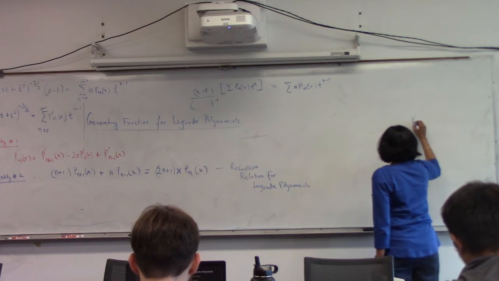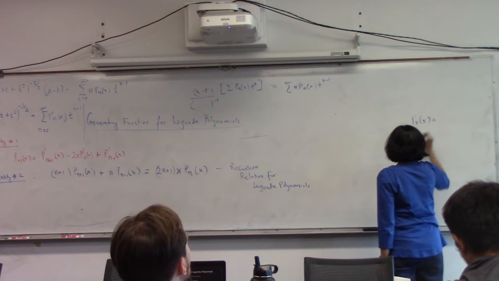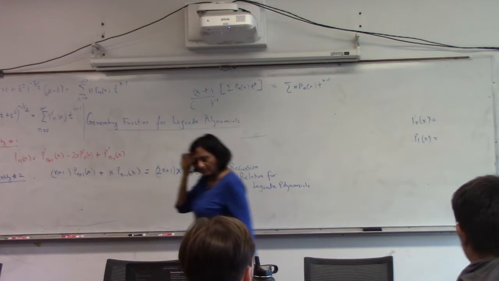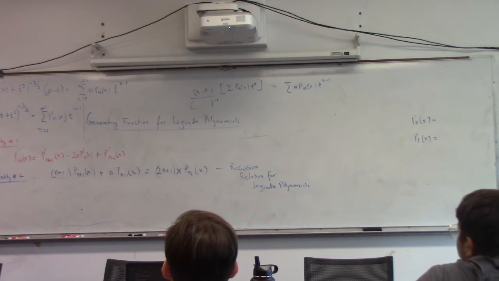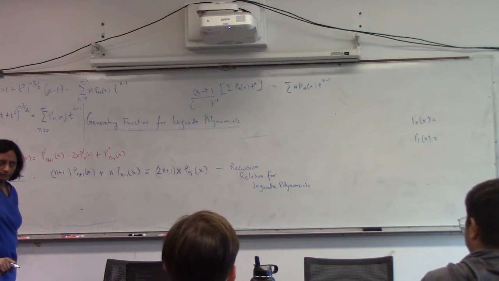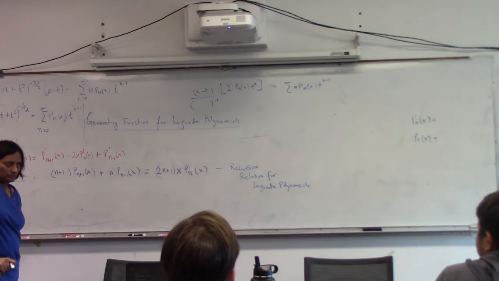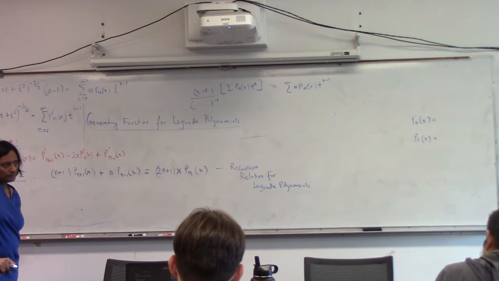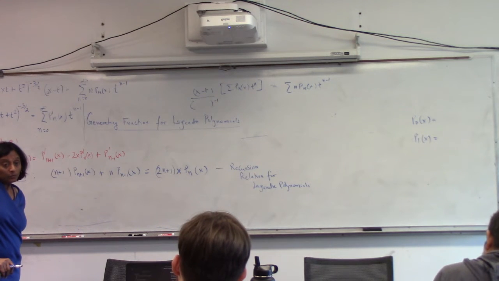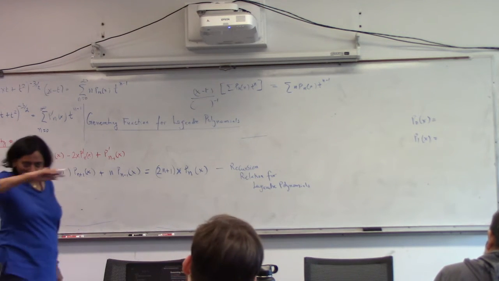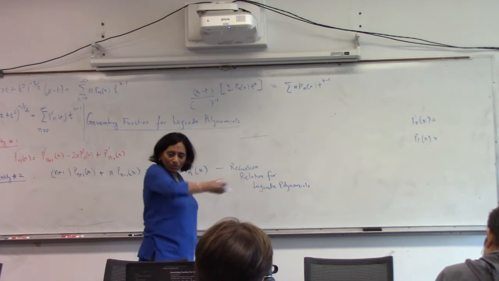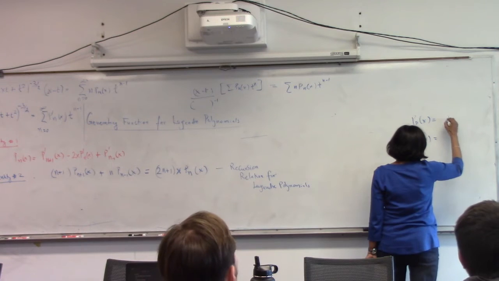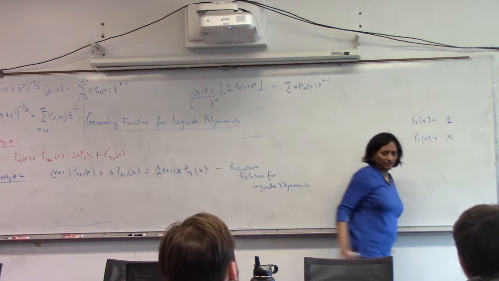So what was P0(x)? Last time we got it from the series. For any x, the Legendre polynomial of order 0 is 1. That's a constant, for any value of x. P1(x) is the one which is linear. This is 1. This is x.